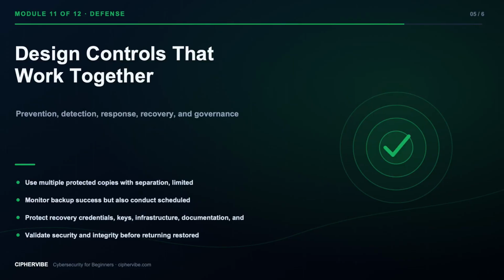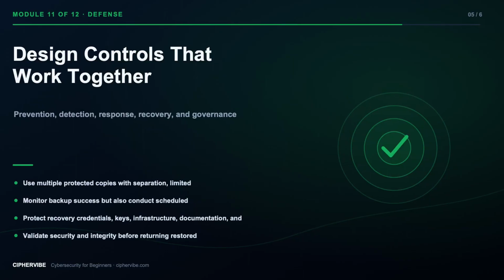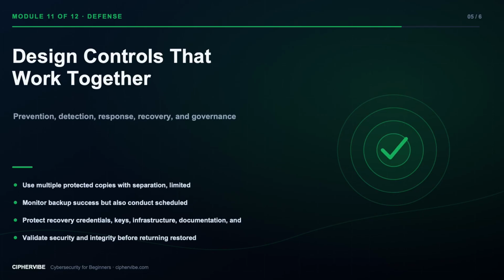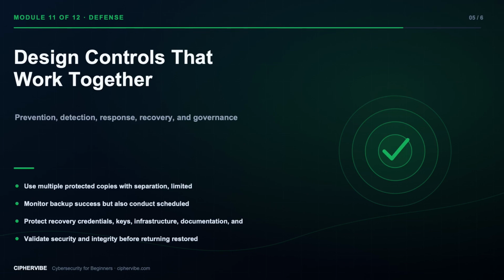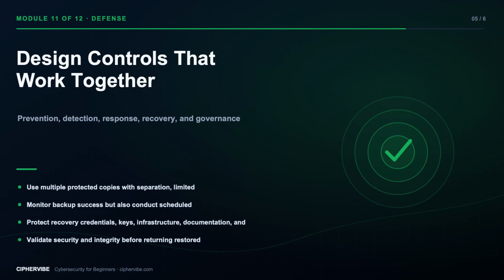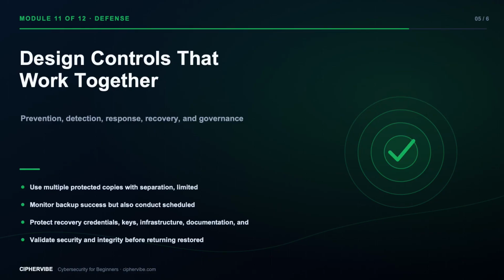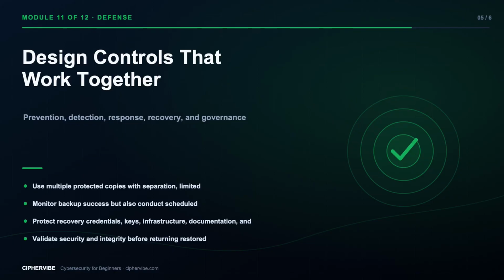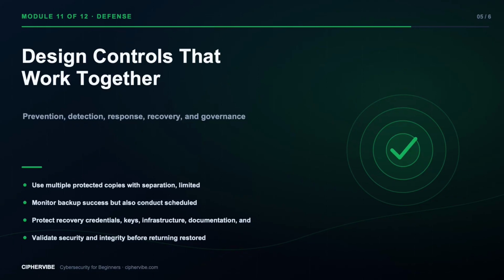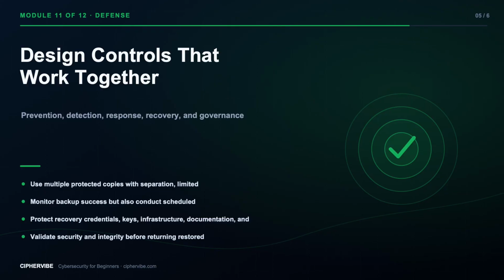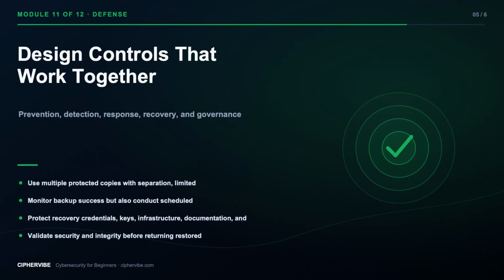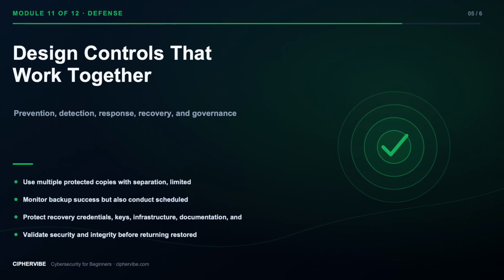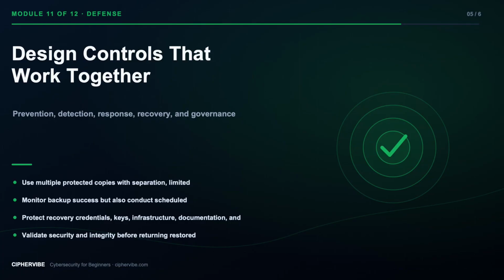Reliable security uses layers because no single control can prevent every failure. First, use multiple protected copies with separation, limited administration, and immutability where appropriate. Second, monitor backup success, but also conduct scheduled restoration tests. Third, protect recovery credentials, keys, infrastructure, documentation, and communications. Fourth, validate security and integrity before returning restored services to production. Fifth, exercise supplier failure, regional outage, identity loss, and destructive attack scenarios.